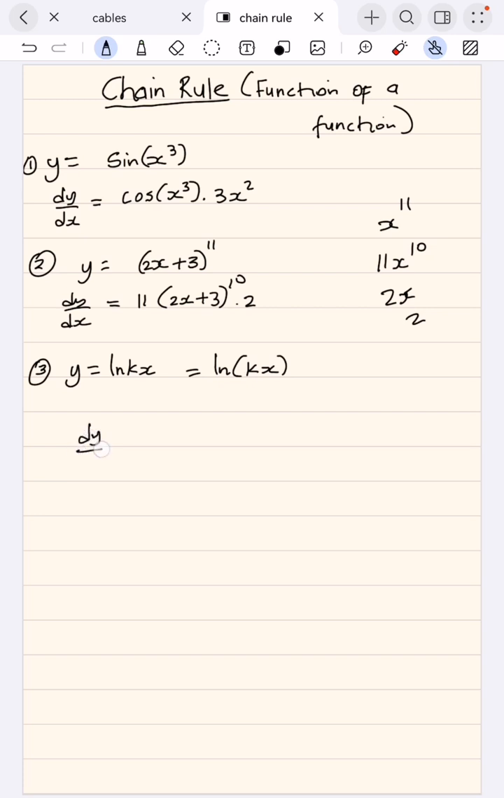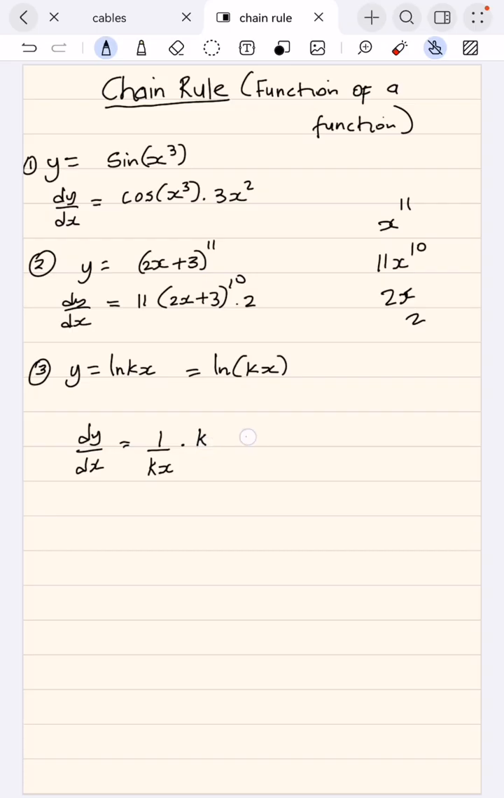And guys, make sure you answer the questions properly. You see now I'm answering. I'm writing dy/dx. The differentiation of ln from the formula sheet, we know it should be 1 over everything inside your bracket. Then times the differentiation of kx, which is k.